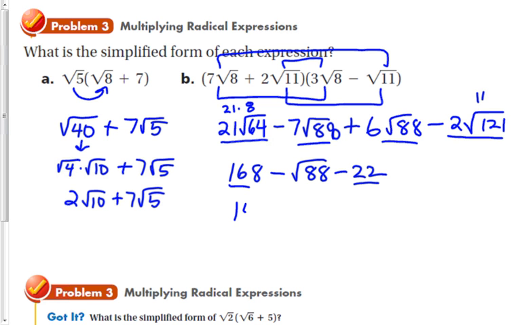That's 146. Then I'm going to simplify the square root of 88. The perfect square factor there is 4. And so that gives 2 times the square root of 22. All right, you try that.